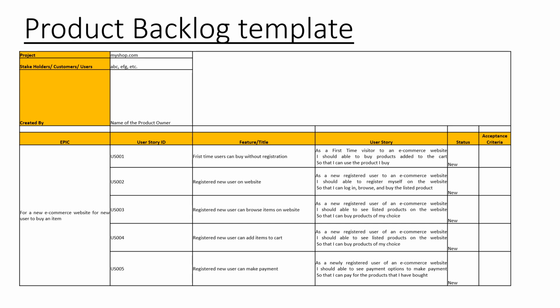New users can add the item to the cart, then the registered user can make the payment based on the bank details. During registration you would have given bank details, so based on that you can select the payment method and make payments for the purchase added to the cart. So this is an example of a product backlog template.